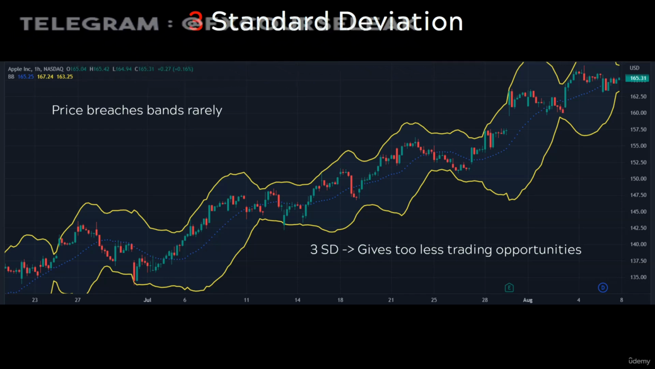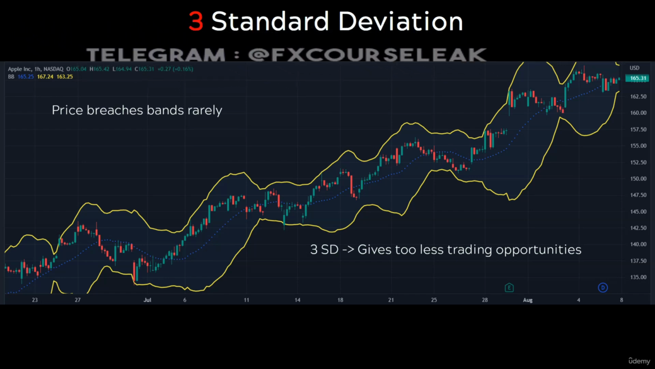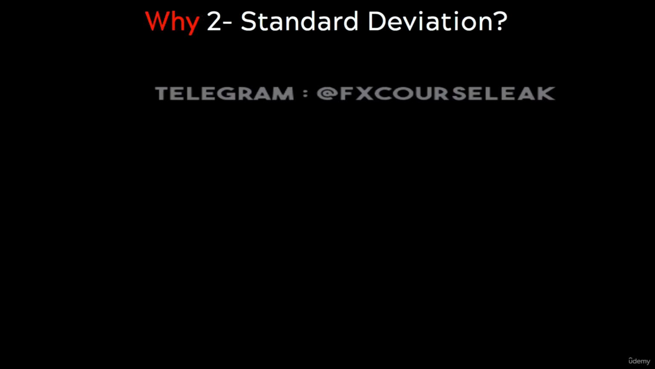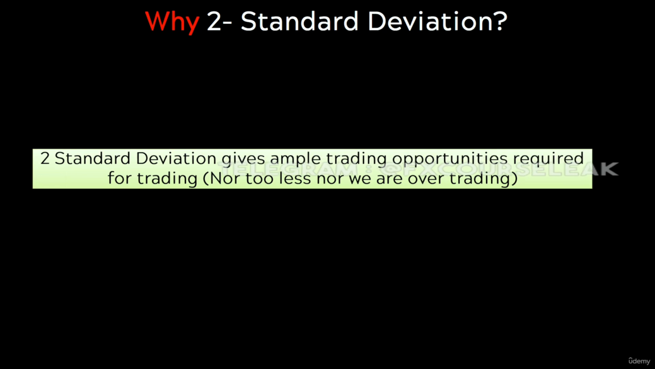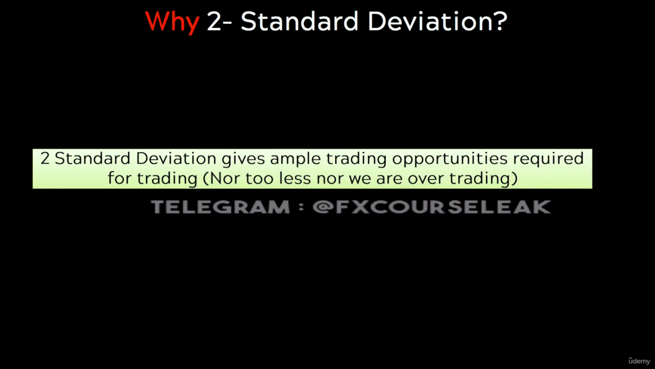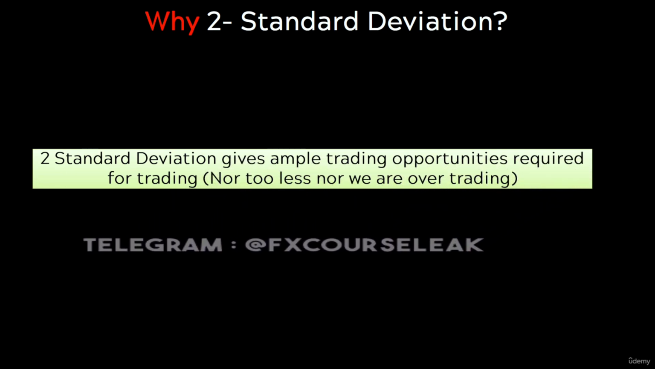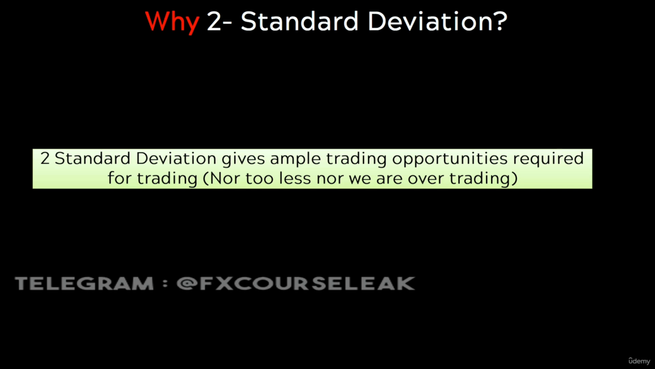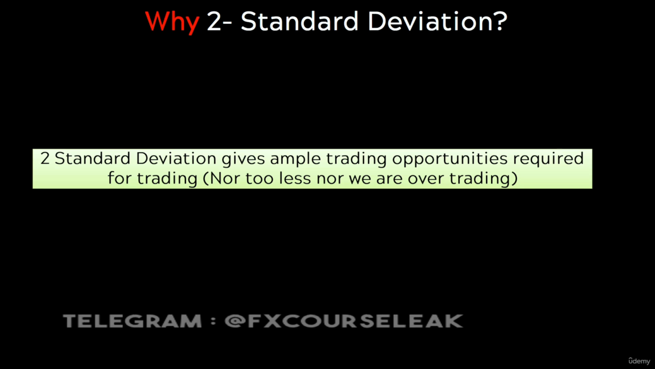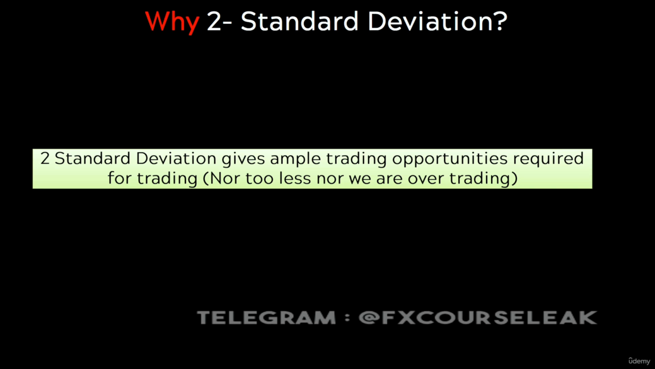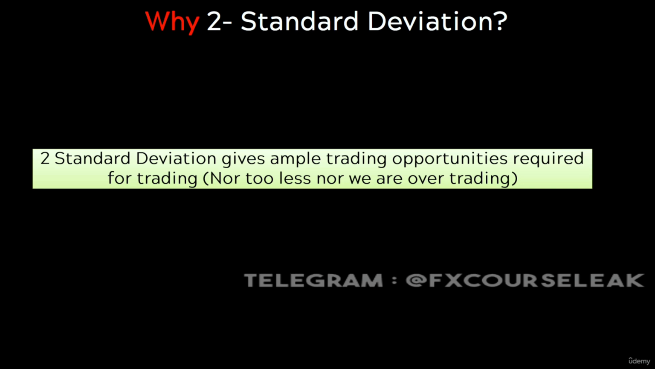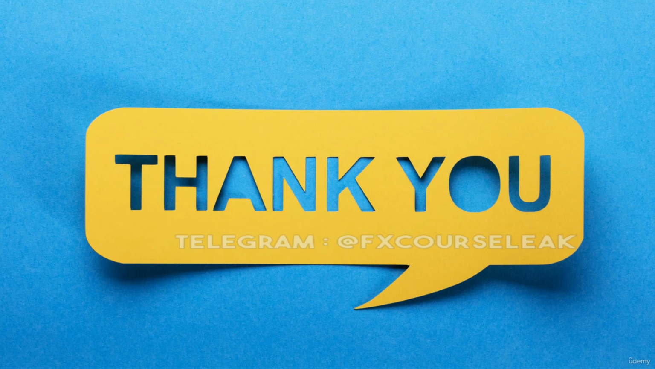So after all this discussion, can you tell which is the best standard deviation if you are a trader? Well, obviously you will say 2 standard deviation. We don't want too many trading signals, nor do we want too few trading signals. With 2 standard deviation, we as traders are getting enough opportunities and high probability trades, which is required being a day or a swing trader. And this is the primary reason for using 2 standard deviation and not 1 or 3 or 1.5 or any random value.